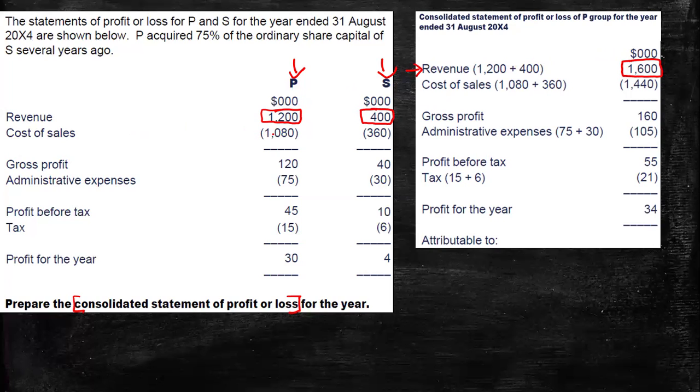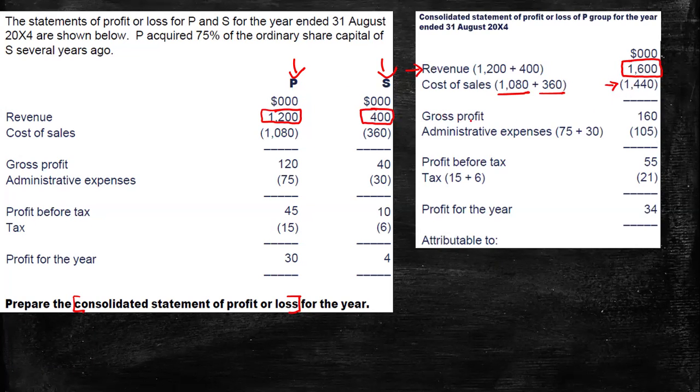We have the cost of sales amount of parent, 1080, and then we have the cost of sales amount of subsidiary, 360. We add them up, 1080 plus 360, and we get the cost of sales amount for the consolidated statement of profit and loss.